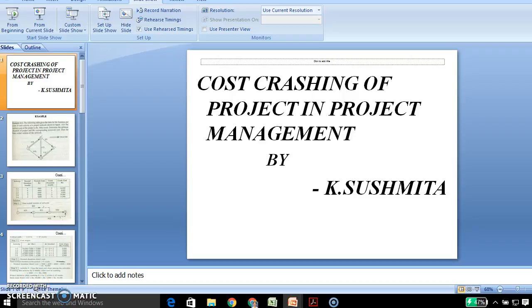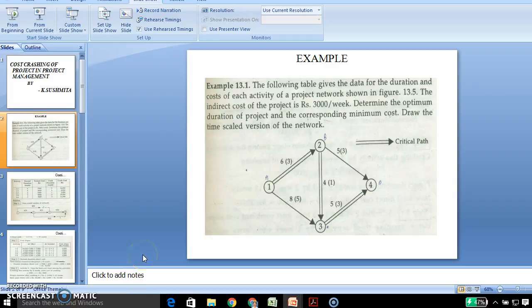Good morning. My topic is cost crashing in project management. The contents involved in crashing are normal cost, normal time, crash cost, crash time, and cost slope. What is meant by normal? What is meant by normal cost? It is explained in the example which I have given.